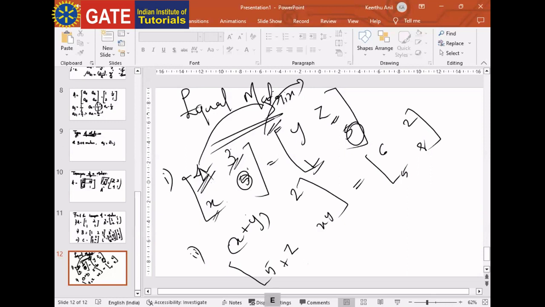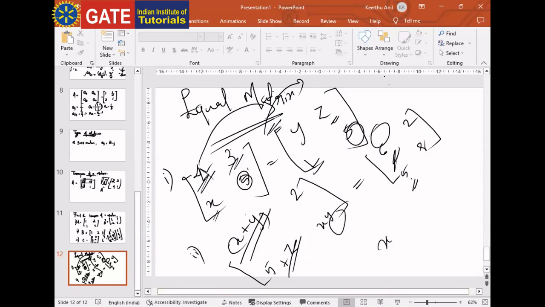Now, what have we got in the second question? Again, we have got two equal matrices. We can see that the first element is equal to the first element. So, x plus y is equal to 6. Now, here, 5 plus z is equal to 5. Now, 2 is equal to 2, same only, and xy is equal to 8. Got it? If that is the case, what will we do?